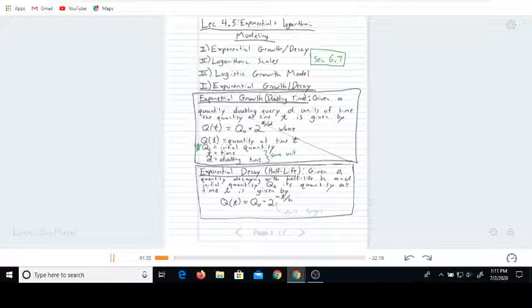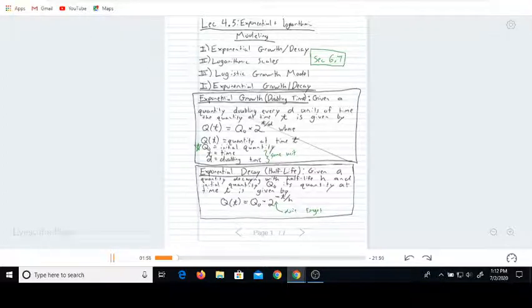Same thing with half-life. Half-life is a very similar concept, just decaying instead of growing. So half-life is quite famous for radioactive decay and is frequent there. And you'll notice that the two functions look very similar. The only difference is that negative sign there in the half-life model. So don't forget that negative sign in the exponent, because that's what gives the half part of the half-life model.